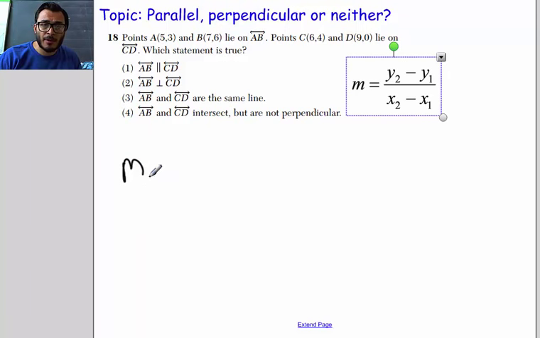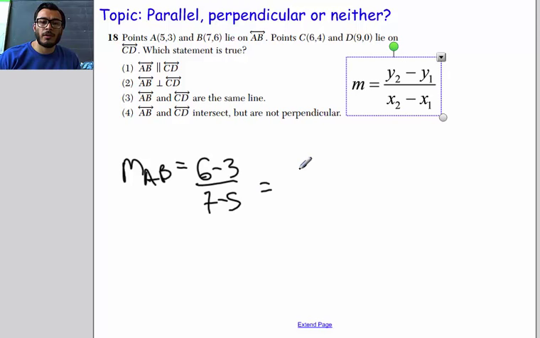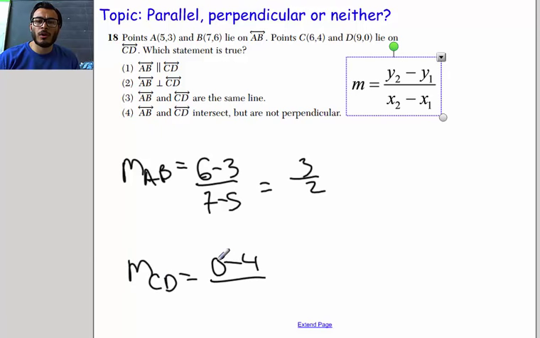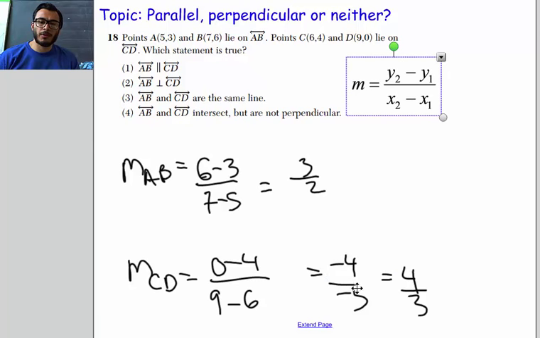M means slope. So M of AB, the slope of AB, is going to be 6 minus 3 over 7 minus 5. I'm just using the slope formula here. So that's 3 over 2. The slope of CD is going to be 0 minus 4 over 9 minus 6, which is negative 4 over negative 3. Negatives cancel out, so it's just 4/3. So these lines are not parallel because the slopes are not the same. They are not perpendicular. They are not the same line because they don't even have the same slopes. So the answer is choice 4.